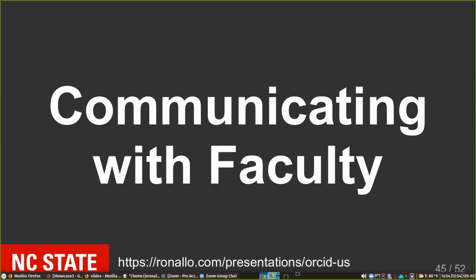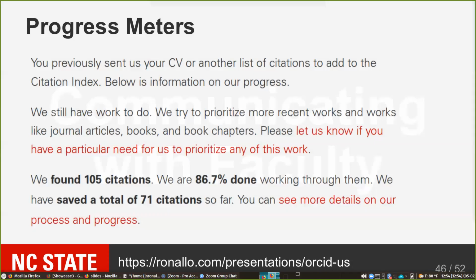So one other piece I wanted to show is a bit about how we're communicating with faculty. When they submit their CV to us via the form, we ingest the citation strings into the citation index application and begin working through them. And having all of this data together in our application means that we've got a number of different ways to easily chart our progress. We can see who has recently signed up. We can see how many users from different departments have signed up. And what I'm showing here is we can show users the progress we've made for them in our CV service. And we can show this on that individual dashboard that I showed earlier.